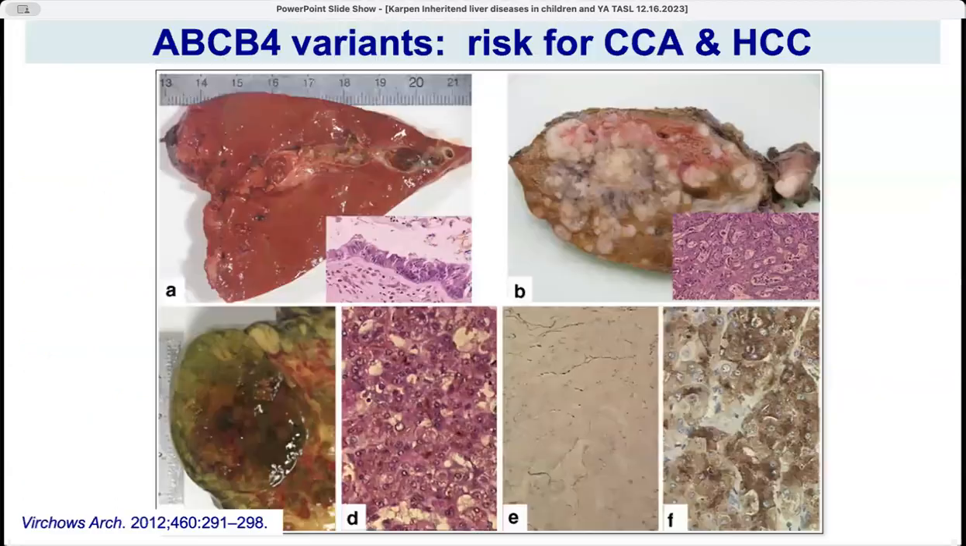HETs can mean something. They not only can mean something for disease, they can mean something for cancer, both cholangiocarcinoma and hepatocellular carcinoma. Here's a paper from over 10 years ago.